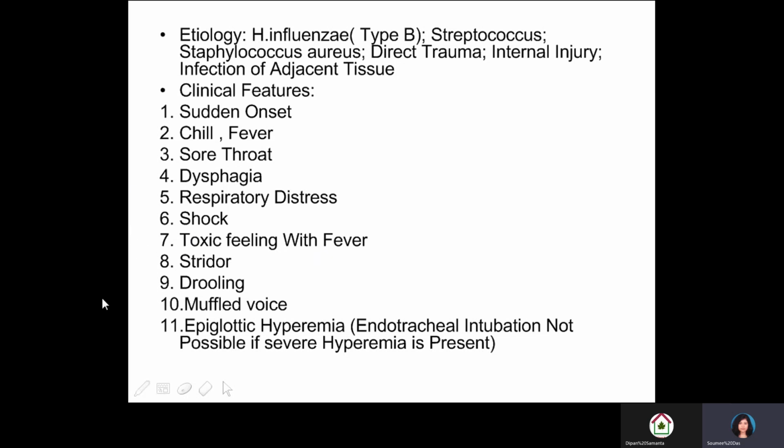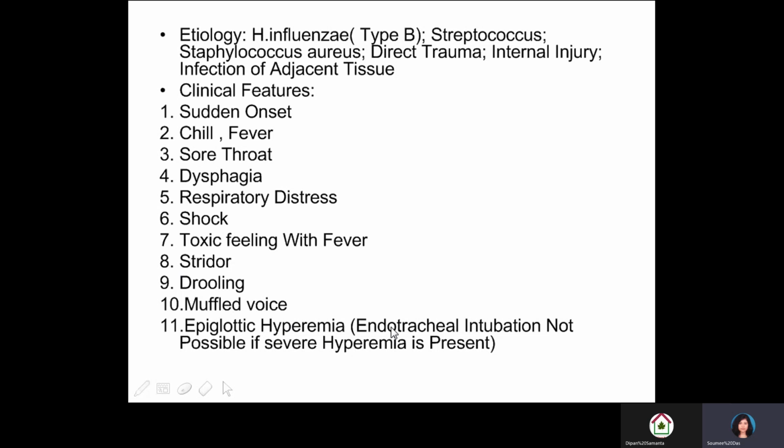Stridor, drooling, muffled voice. Obviously, if there is a pathology in the epiglottis, the sound production or the voice box would be affected, and the voice would be muffled. That means the texture of the voice would be changed.